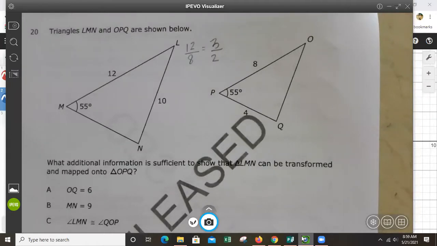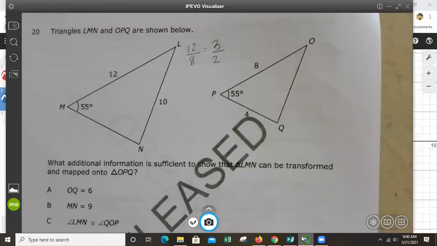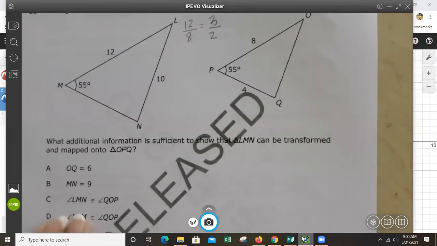All right, so the first thing is all the angles need to be the same. So the 55 is the same. Remember also in triangles, if 2 angles are the same, the third has to be the same. So those are the things that you need to know for similar. It says what additional information is sufficient. So the first thing that I want to look at are angles because the angles have to be the same. So I'm going to go there and just check those out.